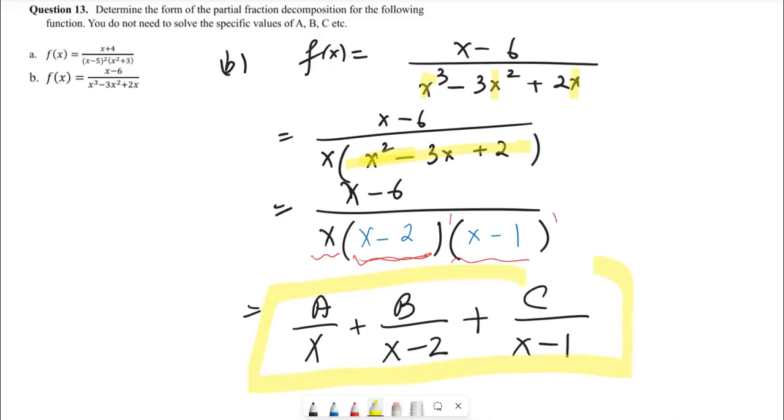So for non-repeating linear factors, only one fraction comes in the partial fraction.